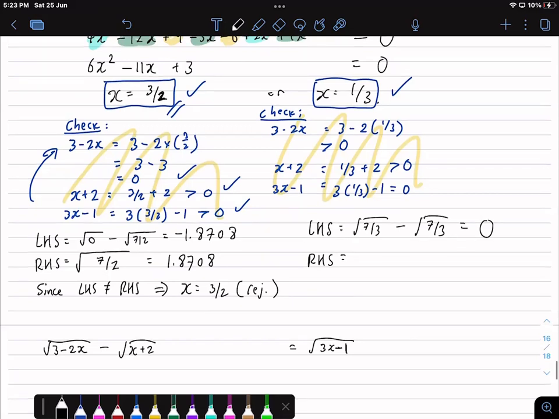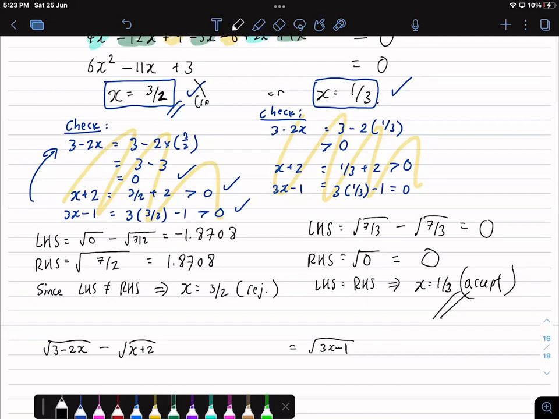Okay, yes, and left-hand side is 0. Let's check the right-hand side now. When x is equal to 1 over 3, we get square root of 3x minus 1 is a 0. Square root 0 is just a 0. Okay, so they are equal. LHS is equal to RHS. So therefore, x equals 1 over 3. I don't need to write except, but that's the answer.